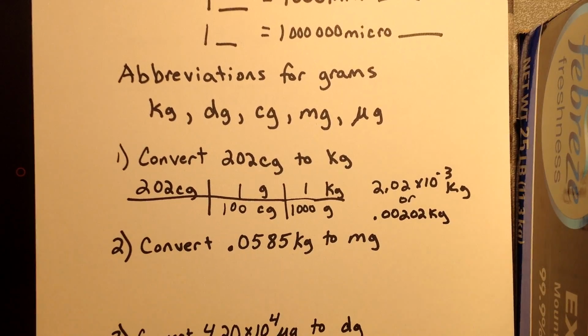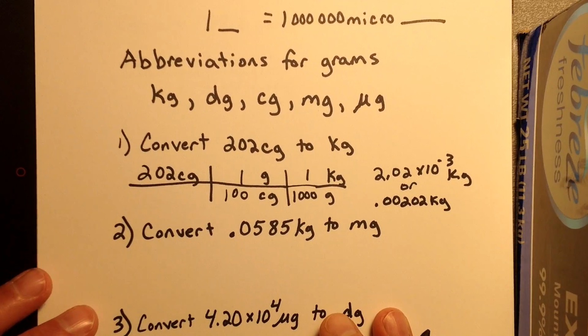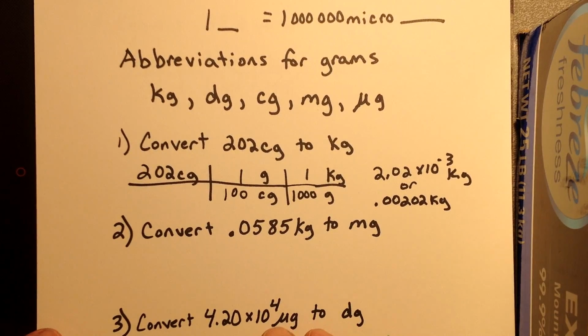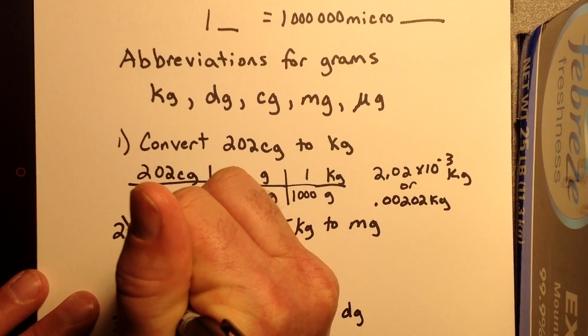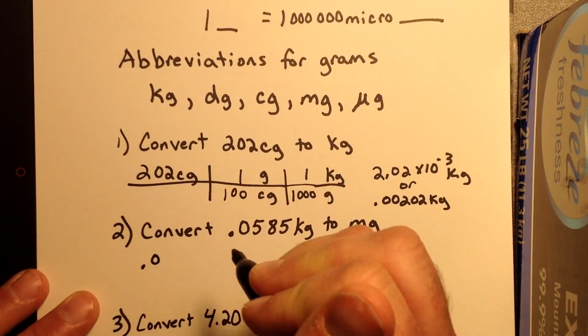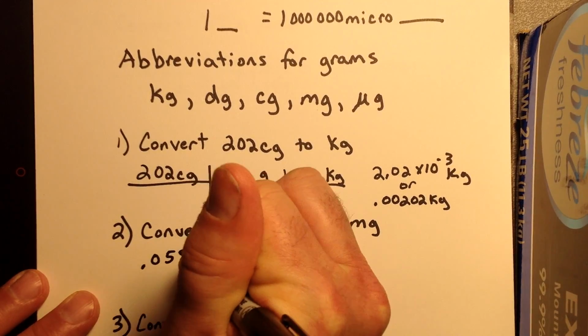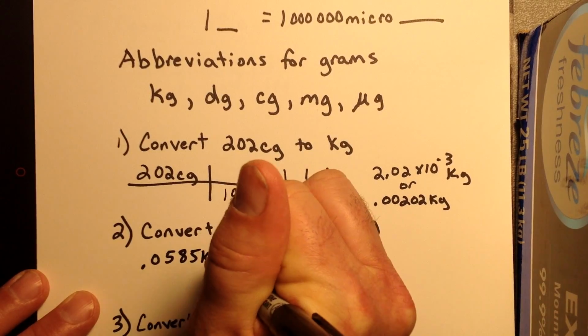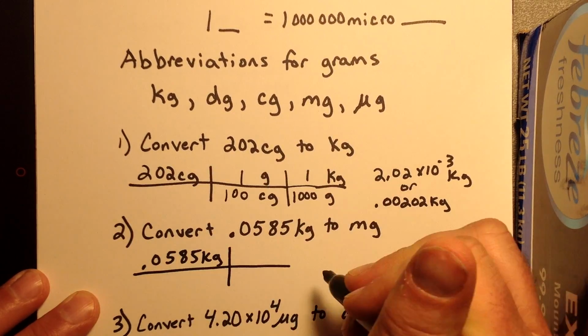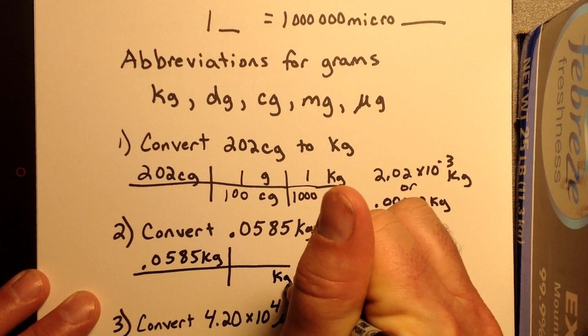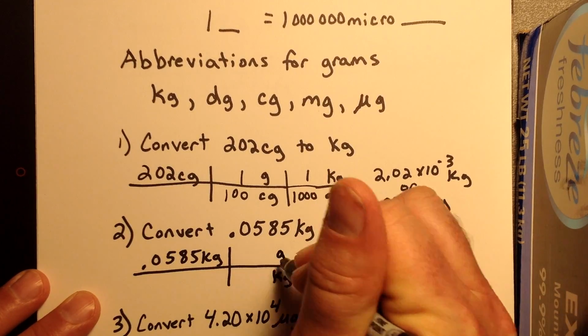If you'd like to pause this and try the next couple problems on your own, that would be great. But I'm going to continue working. So if you don't pause now, I will continue working and you can just go along with me. 0.0585 kilograms. What has to go on the bottom? Kilograms, of course. Go to your base, grams.